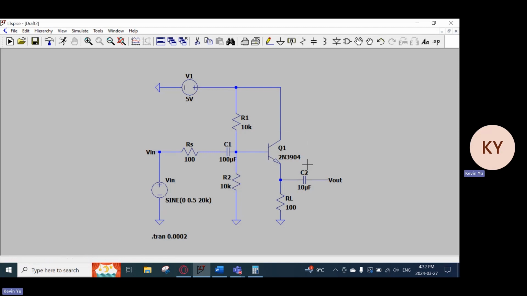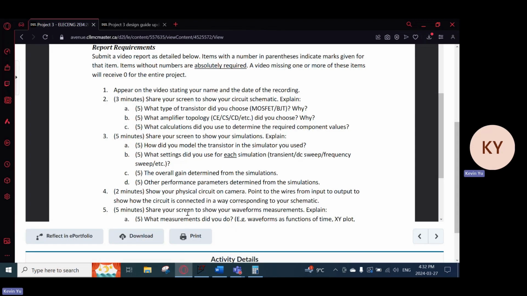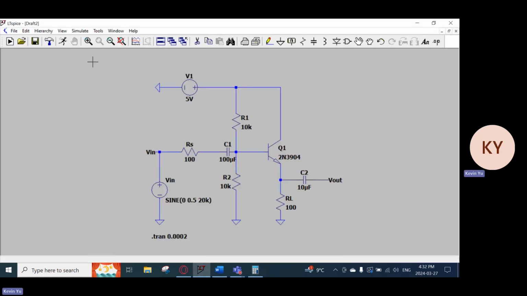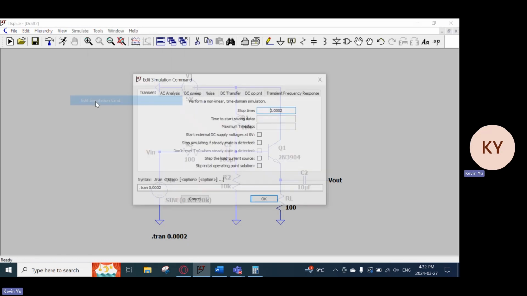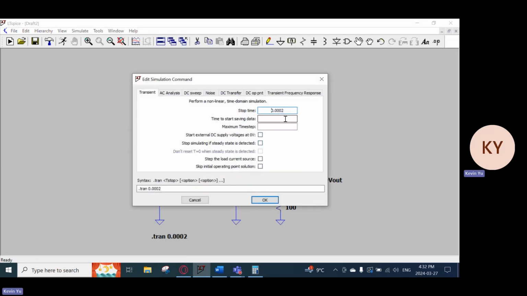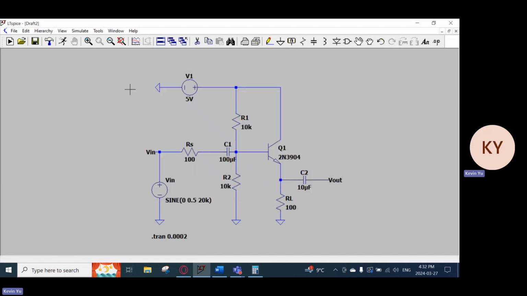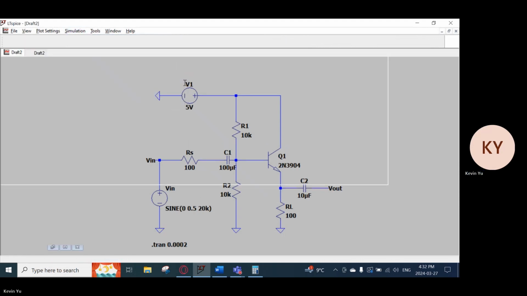The transistor model I used was 2N3904. And Vout is over here, where there's a capacitor of 10 microfarads, and this is our load resistance, which is 100 ohms going to ground. Next, for the simulation settings, I did a transient analysis here with a stop time of 0.0002 seconds. So now let's find the gain of this circuit.